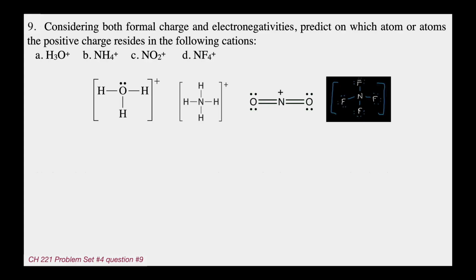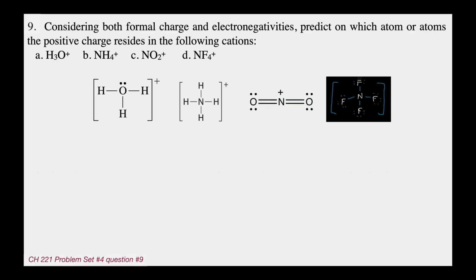H3O plus, the hydronium ion, is first. The second one, NH4 plus, is ammonium. The third one, NO2 plus, is nitrosyl. And then the last one, the NF4 plus molecule. And from there, you can either do formal charges or you can look at electronegativities.